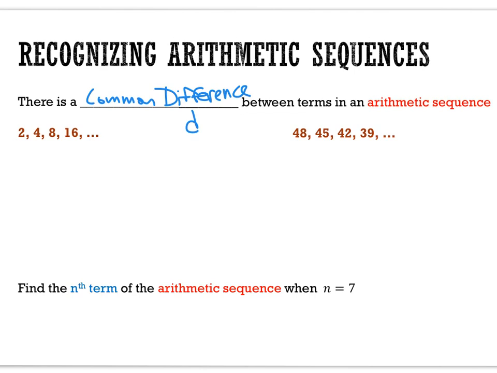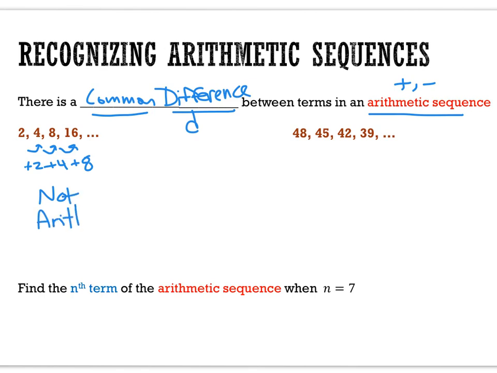Really, the idea is, is there any addition or subtraction going on from each term? So let's look at the first one. As we move from 2 to 4, 4 to 8, 8 to 16. Immediately, when we think of arithmetic sequences, we should be looking for addition and subtraction. So between the first two you add 2, then add 4, and then add 8. The common difference has to be the same each time. So since this one is not the same, it is not arithmetic.